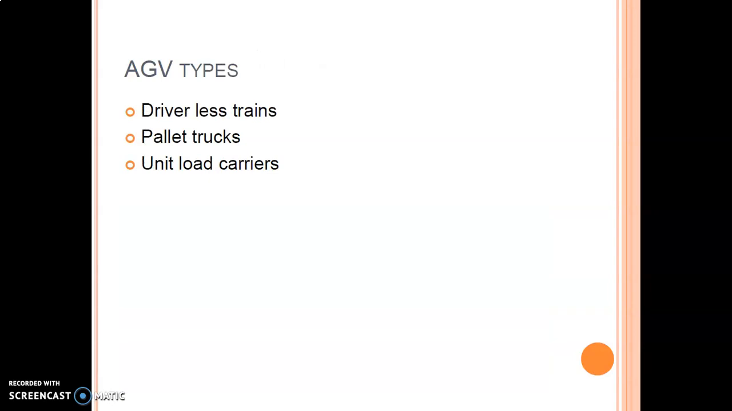We are using different types of AGV systems: driverless train, pallet trucks, and unit load carrier. We will discuss all three AGV types in the next lecture.